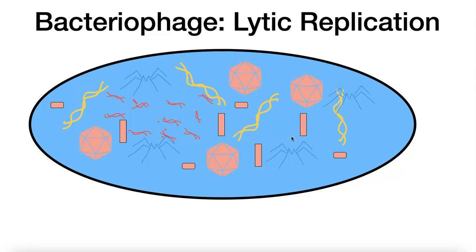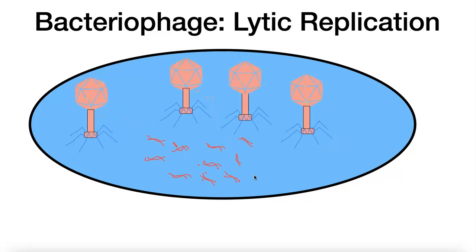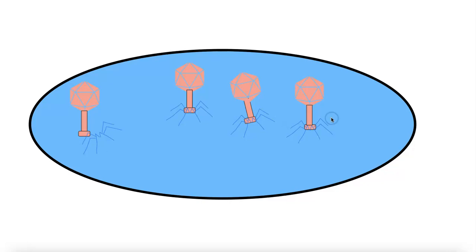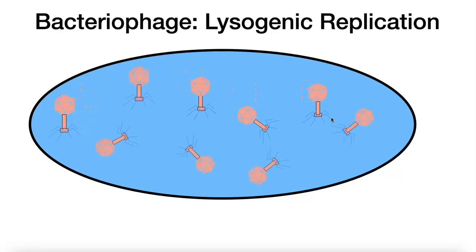So after synthesis has occurred, then it's the assembly step. And so all of those parts are going to start to self-assemble and turn into bacteriophage. And so you can see these look exactly like the beginning bacteriophage that infected this host cell. And this will continue, and so there'll be a larger number of bacteriophage present until the final step of a bacteriophage lytic cycle, which is the release step.